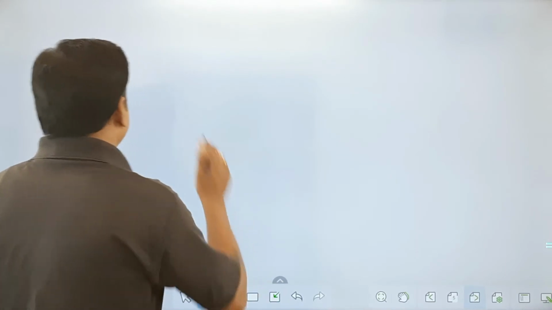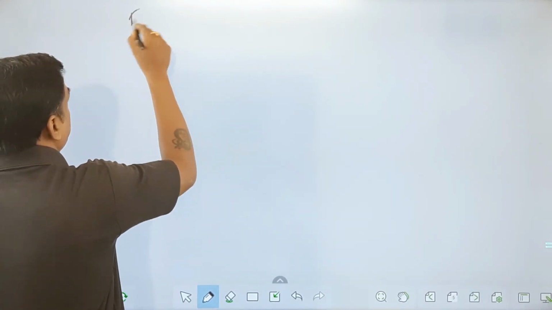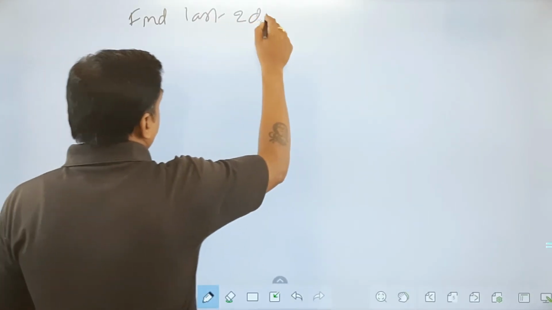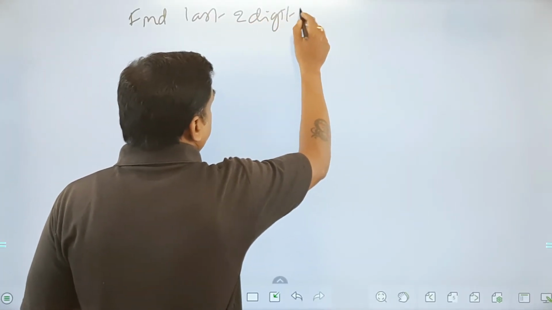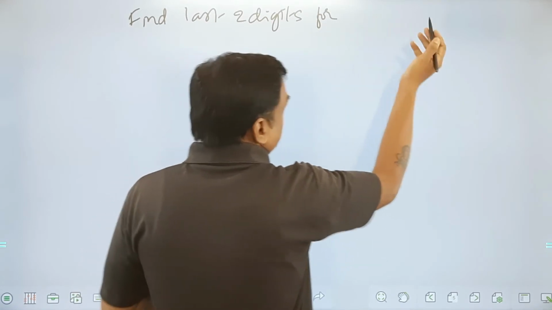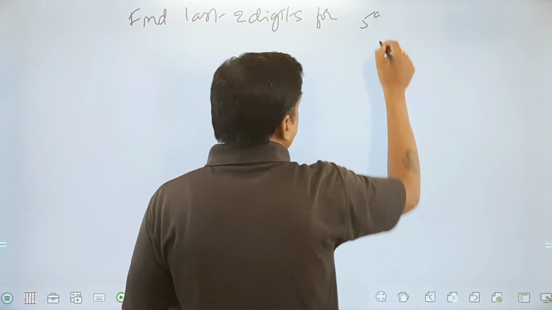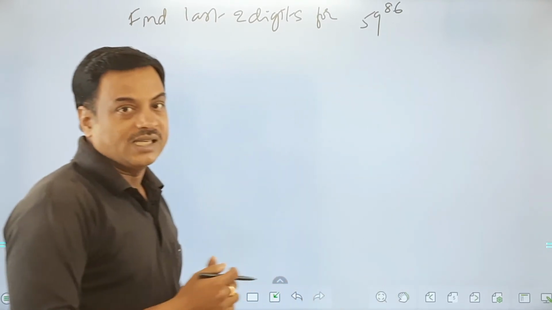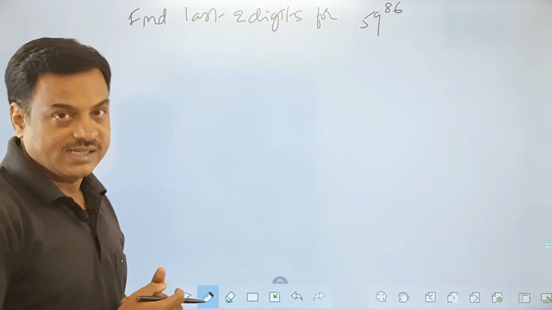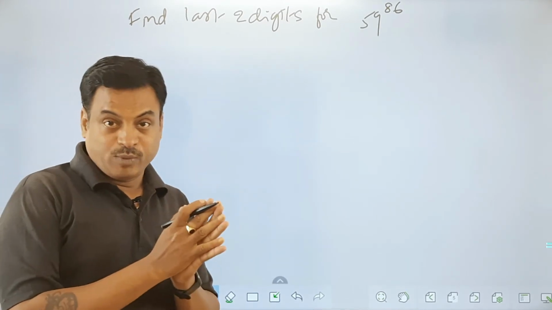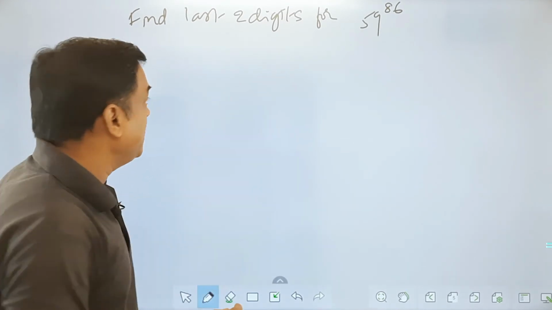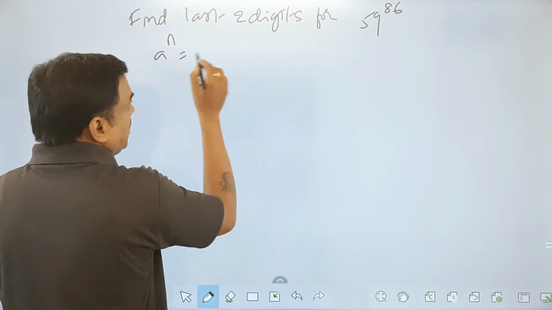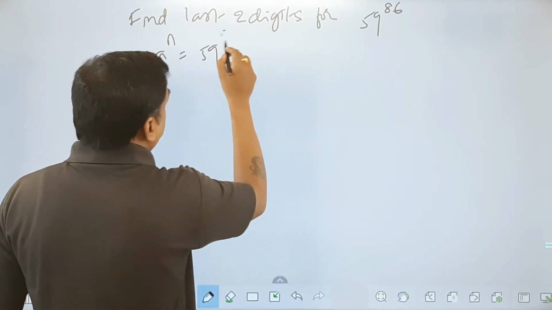And my next question is, find the last two digits for, let us take any number, 59 to the power of 86. Consider 86 we have here. Okay, 59 to the power of 86. So you remember all the last points which I discussed, 4 points, applying them. A to the power of n is given to us. A to the power of n is 59 to the power of 86.